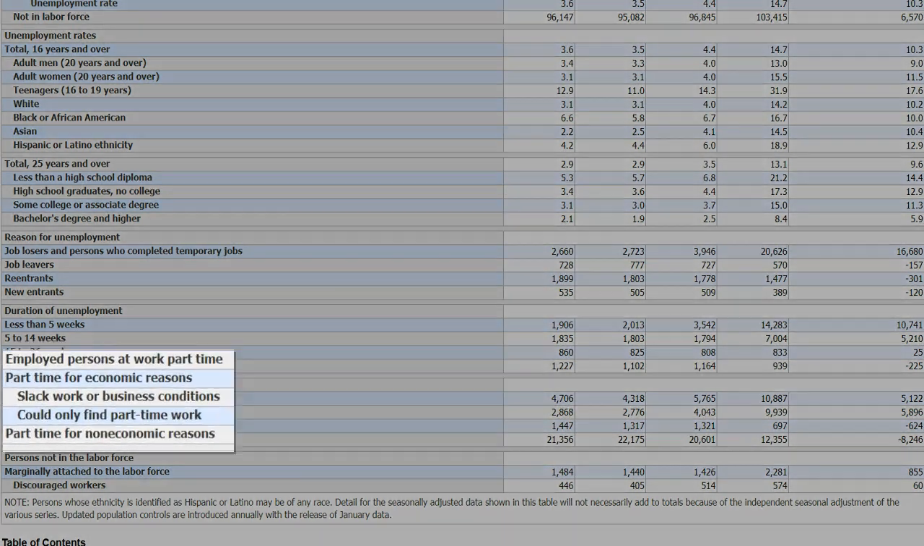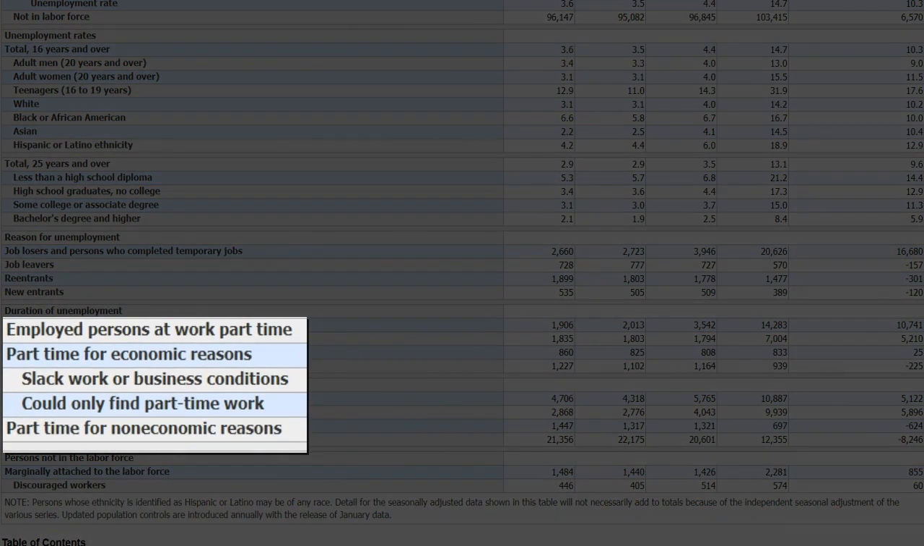Below that, we have the employed persons working part-time section, and this is divided into part-time for economic reasons and part-time for non-economic reasons. This is a little bit confusing language, but basically part-time for economic reasons is also known as involuntary part-time.